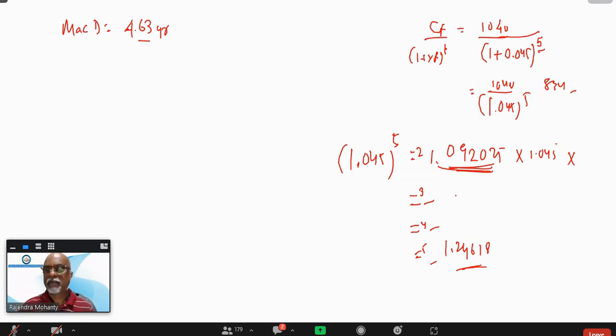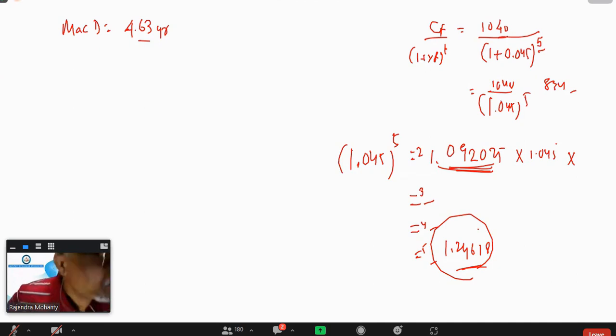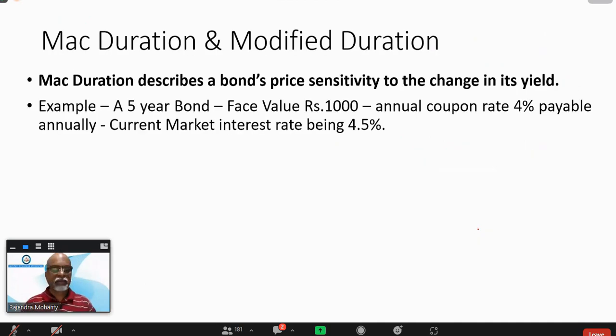Sir, it came, sir. 1.246 it came, sir. The 1040 divided by this, how much are you getting? Simple formula is there. You have to calculate. You are asking, you have already taken 5 minutes. So how can I complete the class with such things? These are simple mathematics. Sir, it came, sir. Okay, thank you.